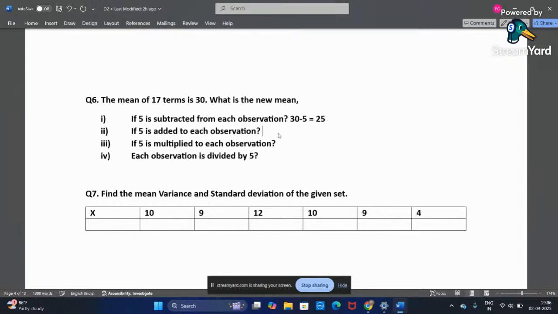Here each number is added with 5. That means here it is 35. In the same way, each number is multiplied by 5. What is the answer? It is 150. Here each number is divided by 5. The answer will be 6.